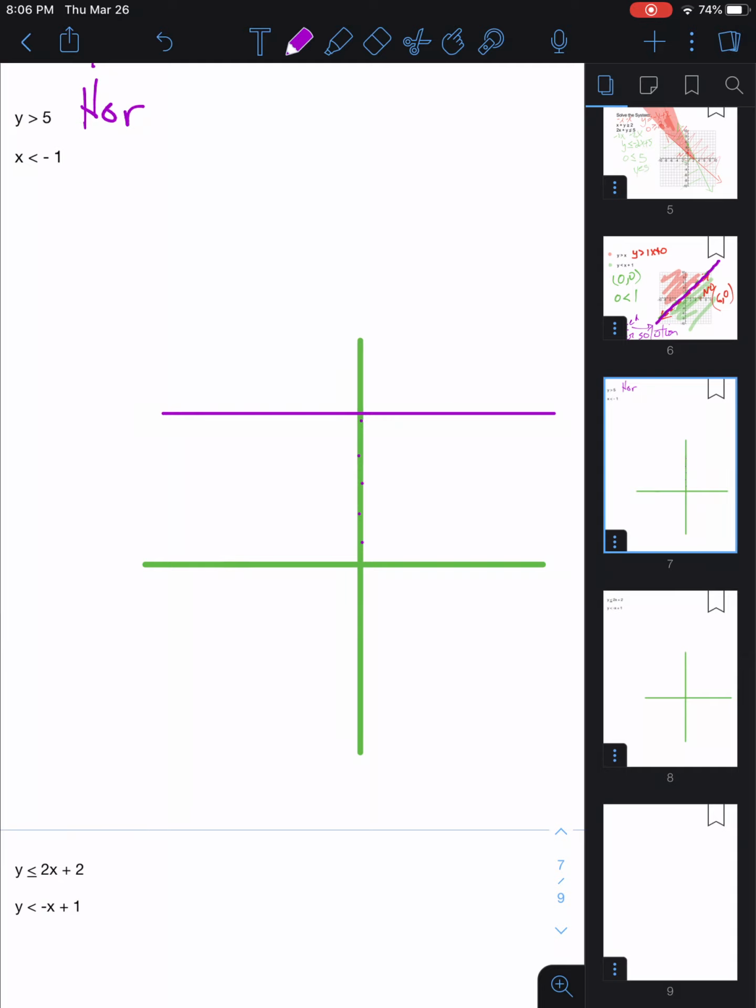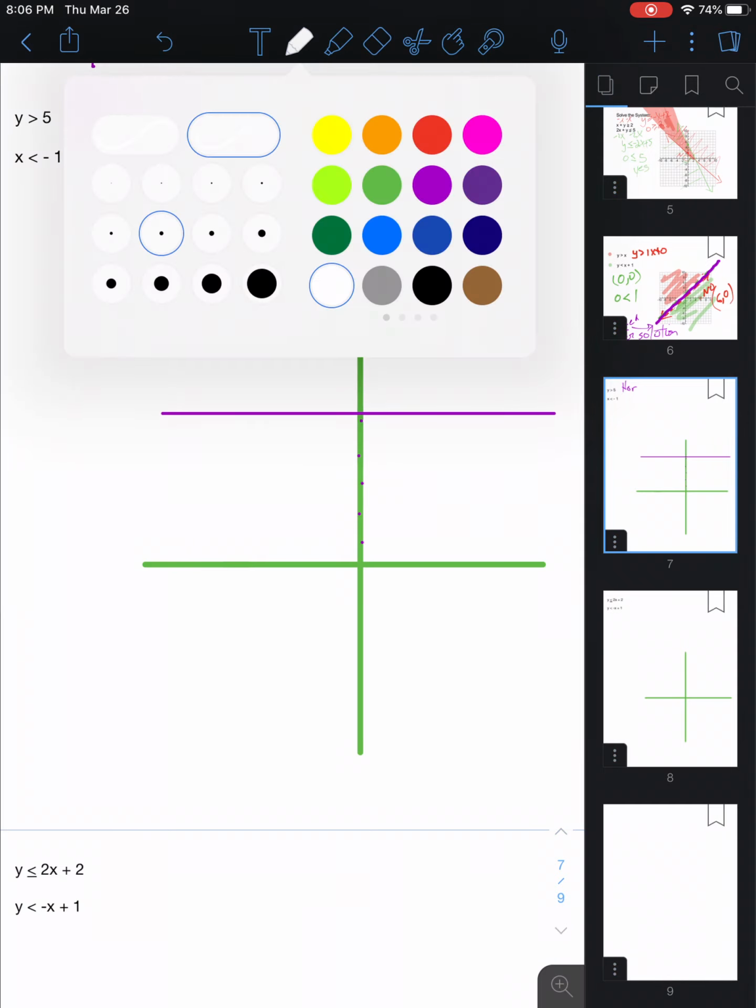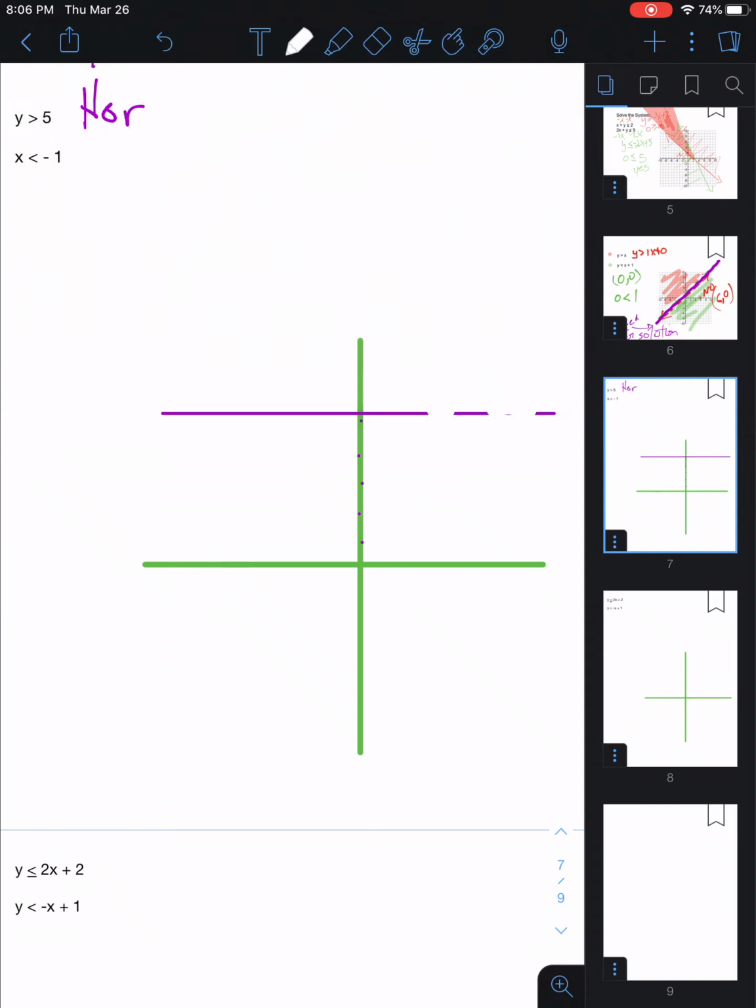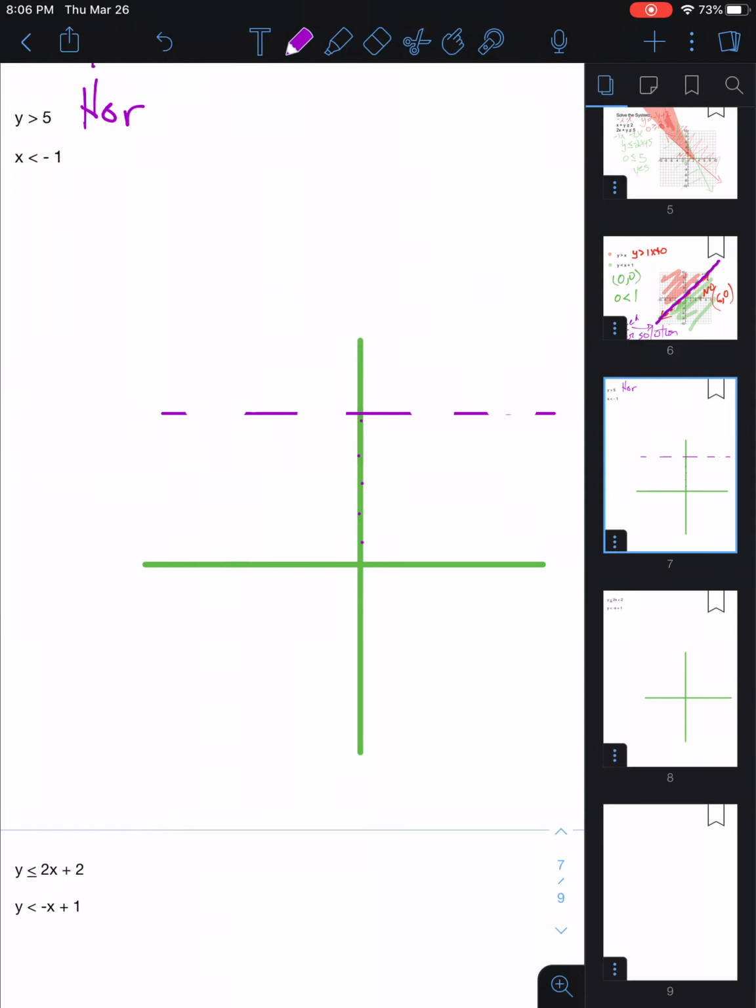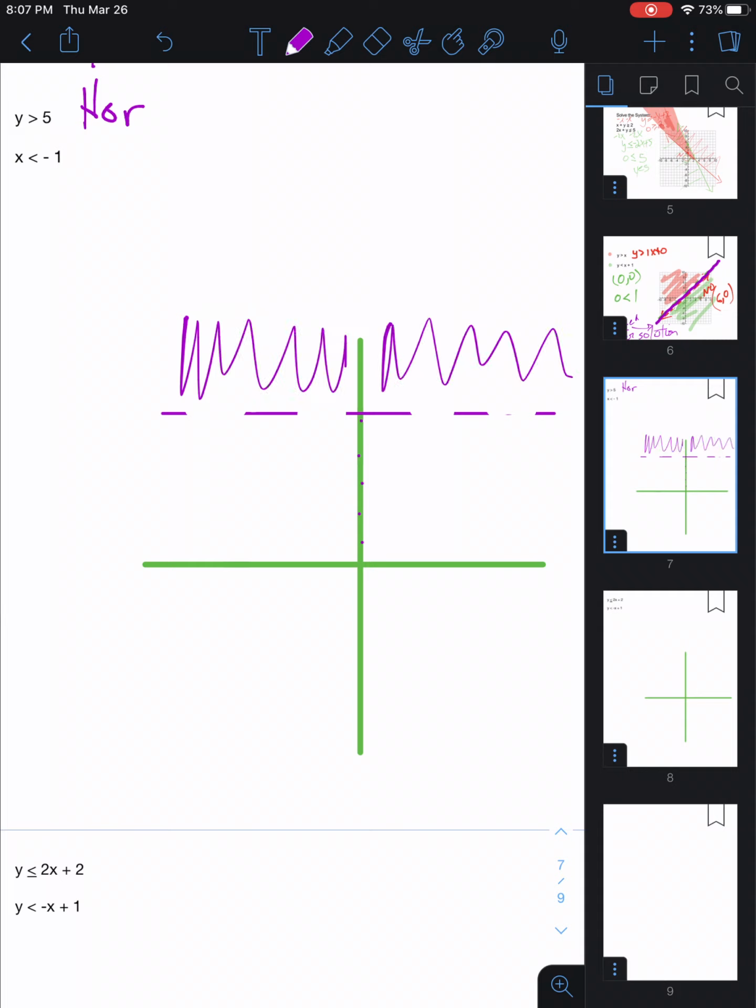So I'm going to try to put it in about there. And it's going to be dotted. So I got to go through and white out some stuff. There. And there's my dotted line. And greater than 5 would shade up here, above the line.